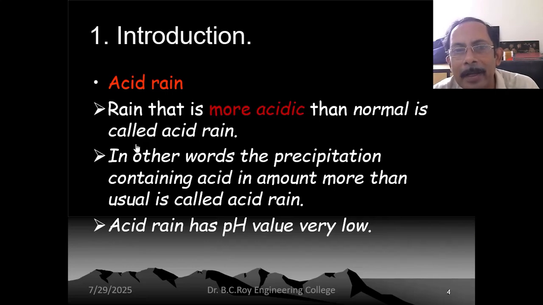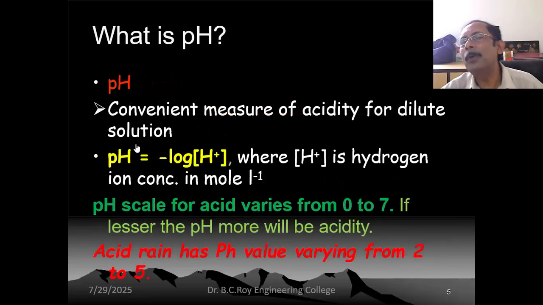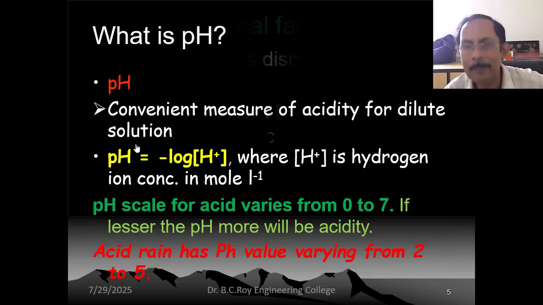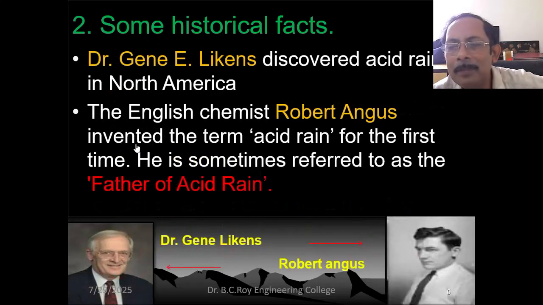Acid rain. It is rain that is more acidic than normal. So precipitation or rainfall that is containing more acid than usual is called acid rain. It has a very low pH value, normally 4.5 to 6.5. So what is pH? It is minus log of hydrogen ion concentration, where H plus is hydrogen ion, and acid rain has a pH value varying from 2 to 5. If it is less than 2, it is called acid deposition.